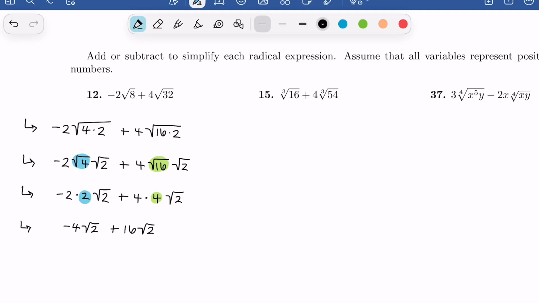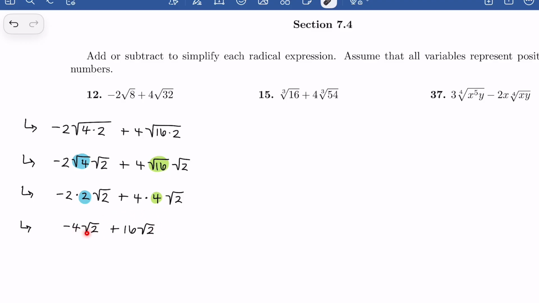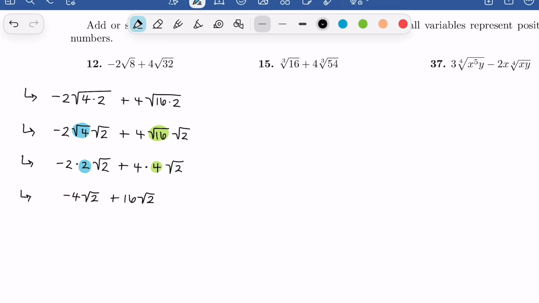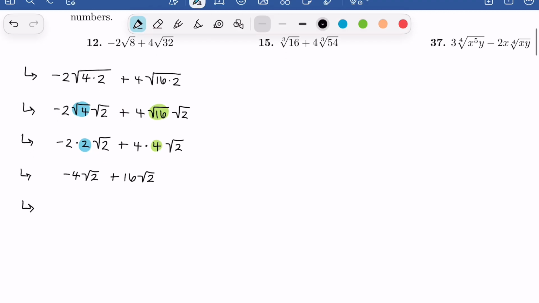Okay, now notice we have two radical expressions here, and both of these radical expressions have the same index and the same radicand. So at this point, we can now go ahead and combine them. We can look at this and recognize that we have minus 4 root 2's, and we add 16 more to that. That would give us 12 root 2. Another way that we can look at this is using our distributive property. Since both of these terms have a square root 2, we can go ahead and pull that square root 2 out. Like this here.